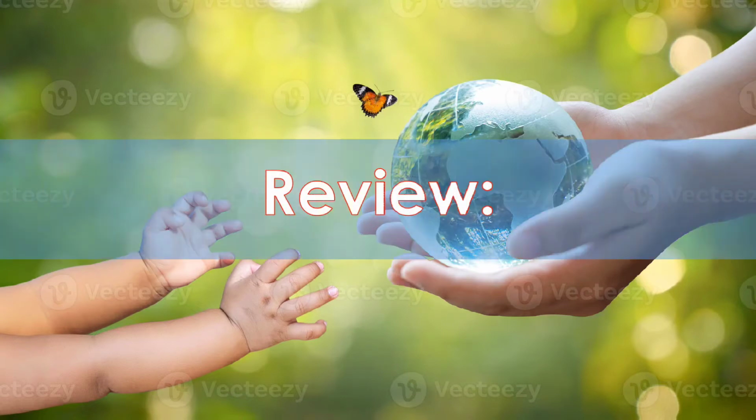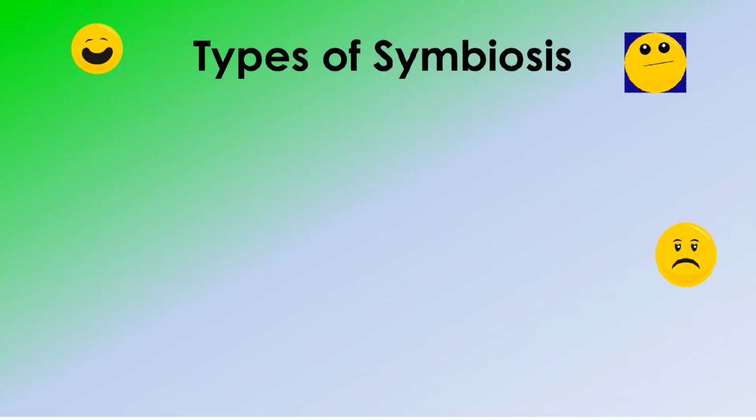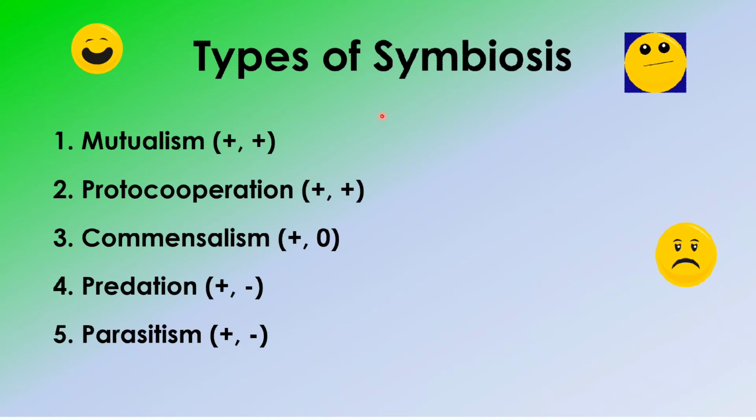So it's review time. Let's review our last week's lesson. Last week we talked about the types of symbiosis. We have mutualism, which is positive and positive. We have protocooperation, positive-positive. Commensalism is positive and neutral. We have predation, the positive and the negative one, so we have the prey and the predators. And for parasitism, we have positive for the parasites and negative for the host.